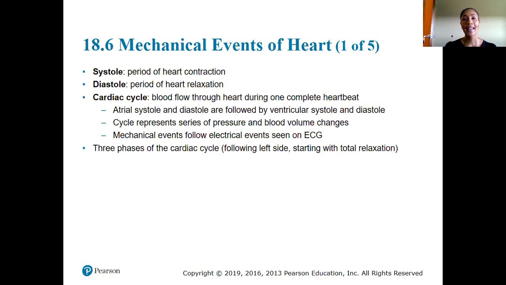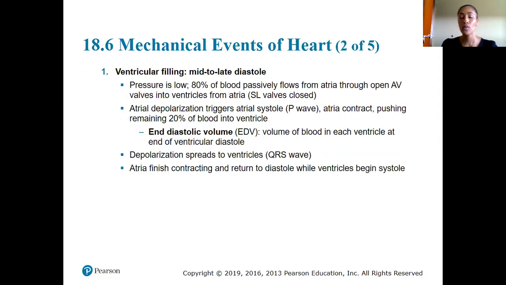Atrial systole and diastole are followed by ventricular systole and diastole. The cycle is going to represent a series of pressure and blood volume changes, and the mechanical events follow the electrical events that we see on the ECG. So there's three phases of the cardiac cycle, following the left side and starting with total relaxation. So we'll go through each one of these phases. I do want you to know these phases. I want you to know them more generally than specifically. Okay, so let's get into it.